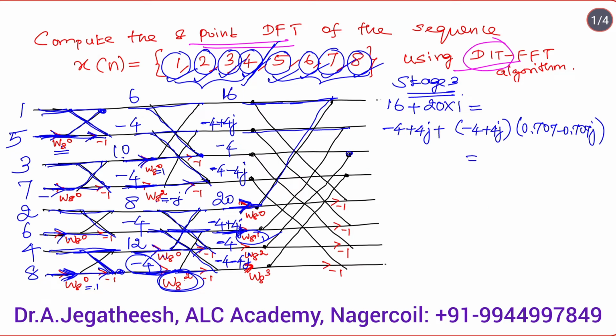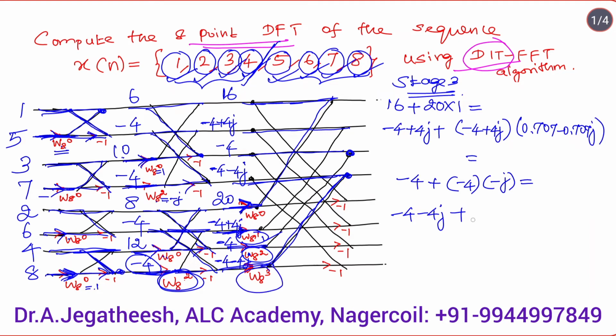Next this term, here you have minus 4, here you have minus 4 combined with this twiddle factor. Next this term, here you have minus 4 minus 4j plus here also you have minus 4 plus 4j combined with this twiddle factor. So minus 4 minus 4j combined with minus 0.707 minus 0.707j.